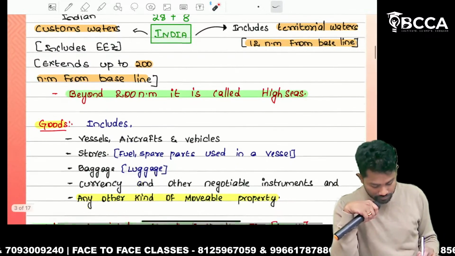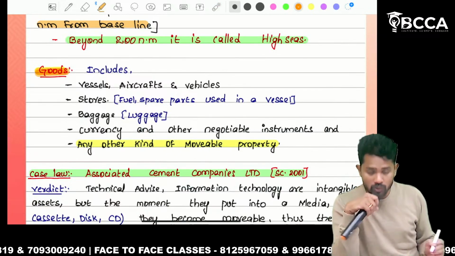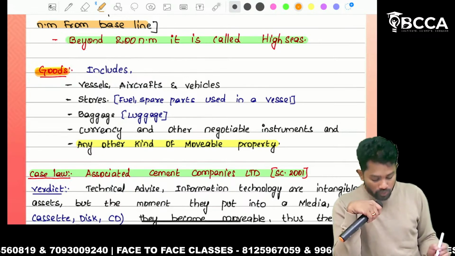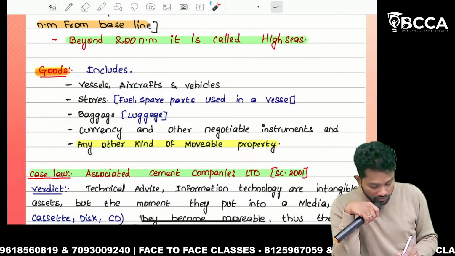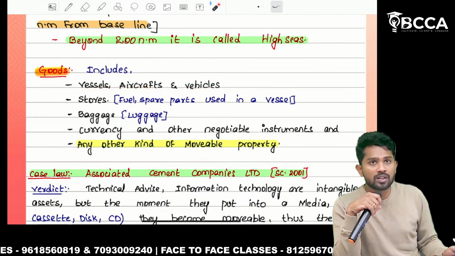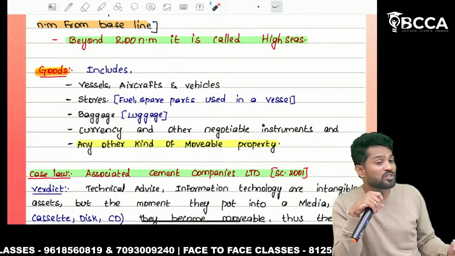Okay, then we are moving forward to the definition of goods. Goods includes vessels, aircrafts and vehicles. Sir, from the inter level you might also remember the basic definition of goods from GST.